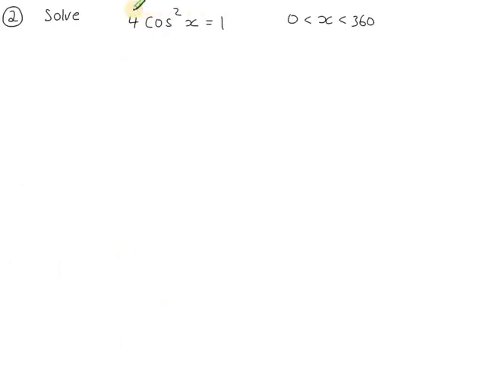Example 2, we have a quadratic trig equation. We need to get rid of the coefficient in front of the cosine term. So if we divide by 4, we get this. We have an even power, so when we take roots on each side of the equation, we will get plus or minus a half on the right hand side, like this. So we have to solve cos x equals minus a half separately from cos x equals plus a half.